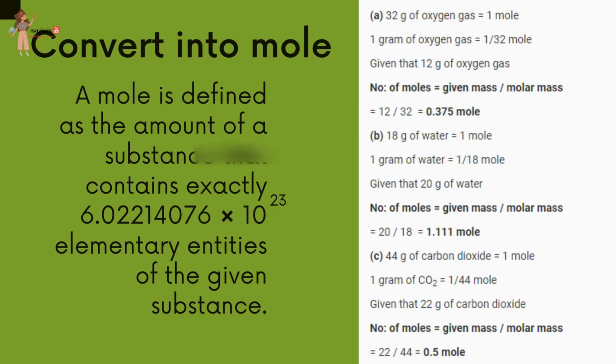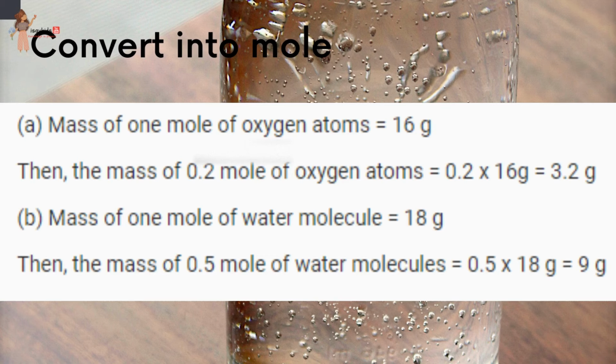If you remember, a mole is defined as the amount of a substance that contains exactly 6.0221476 into 10 raised to the power 23 elementary entities of the given substance. Now converting into mole. Let's convert 12 gram of oxygen gas into moles. We know that 32 gram of oxygen gas is 1 mole. So 1 gram of oxygen gas would be 1 by 32 moles. Given is 12 grams. So it will be 12 by 32. Similarly, we can calculate the number of moles for 18 grams of water, 44 grams of carbon dioxide as shown here.